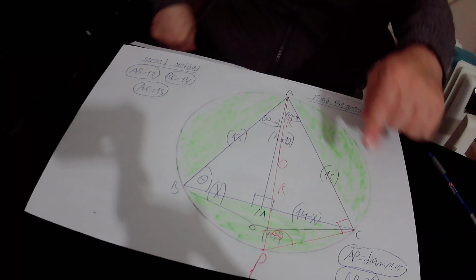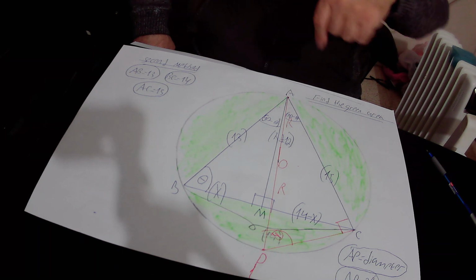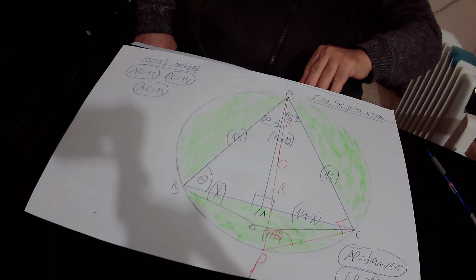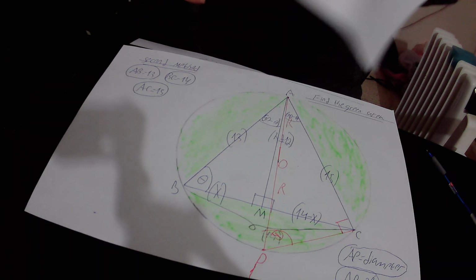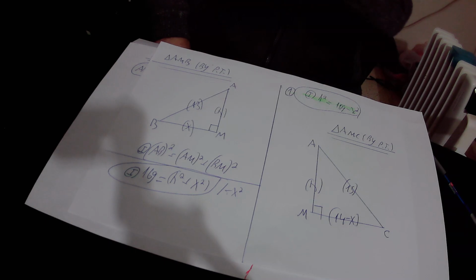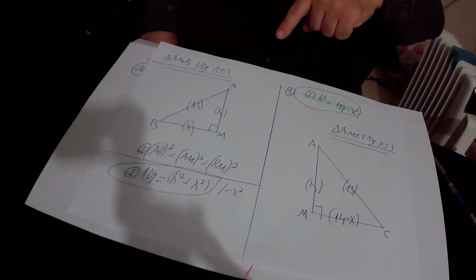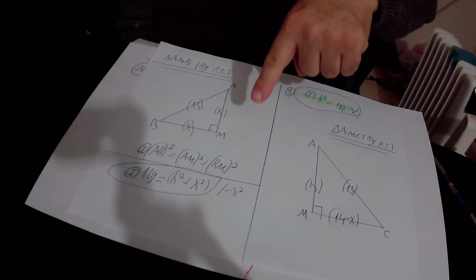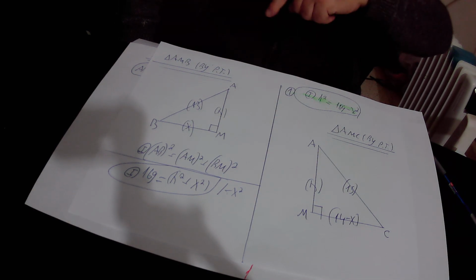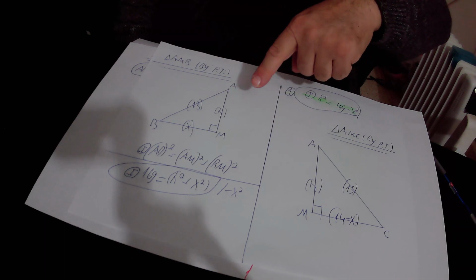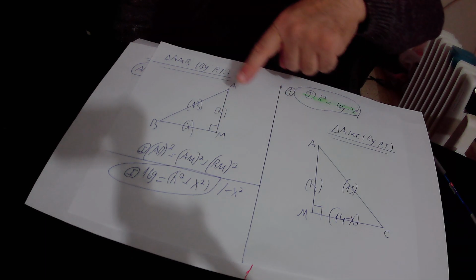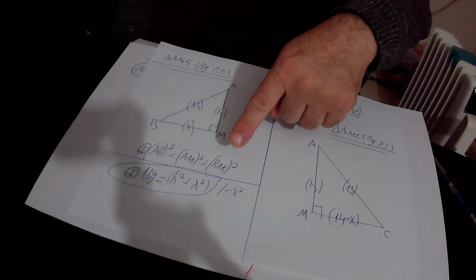Then I copied the right triangle ABM in a new page and implemented the Pythagoras theorem on this right triangle. So this is the triangle that I copied from the original diagram. According to the Pythagoras theorem, AB squared equals AM squared plus BM squared. AB is 13, therefore AB squared is 13 squared, that is 169, and is equal to AM squared. AM is H, therefore AM squared is H squared, plus BM squared. BM is X, therefore BM squared is X squared.